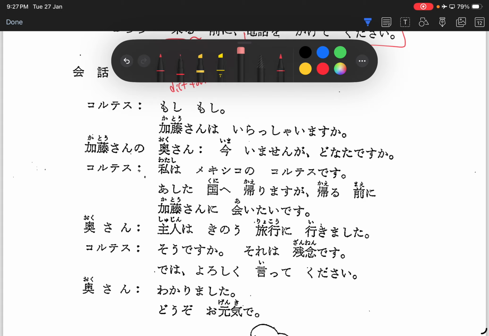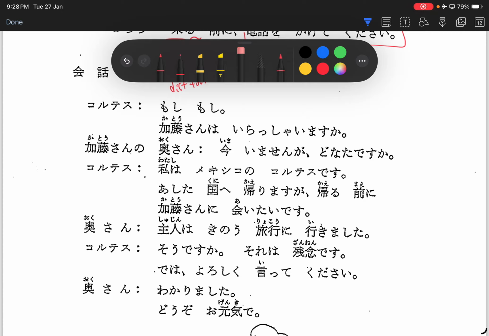Right? So next one. Cortez-san says, 私はメキシコのコルテスです。明日国へ帰りますが, so 明日 tomorrow, right? 帰りますが, return. Then she says, 帰る前に加藤さんに会いたいです。Right? So before going back, want to meet 加藤さん. 会いたい. Remember our Thai form? Don't forget 会いたいです。So before I go back to my country, I want to see 加藤さん.